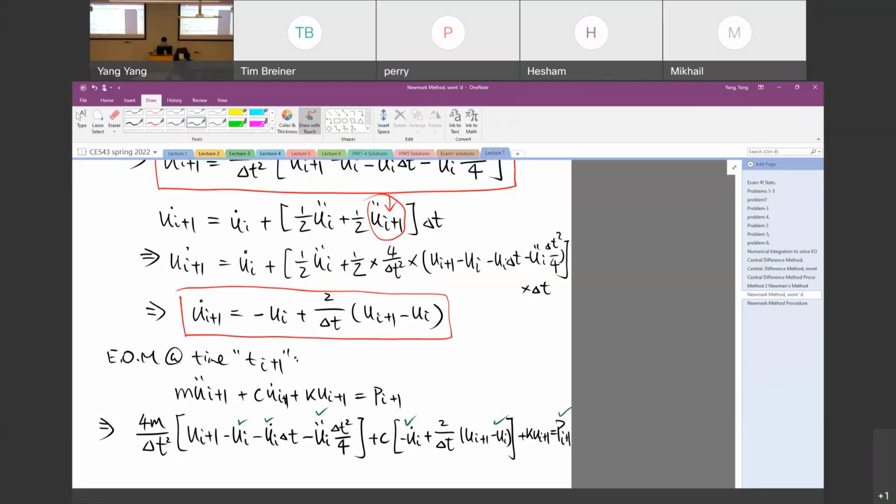So what is the only unknown variable in this equation? So the displacement i plus 1, right? So this is the only unknown. So we rearrange this equation. If we know the response at the time i, we should be able to know the displacement at the time i plus 1. So does this make sense? So we solve this equation for ui plus 1.